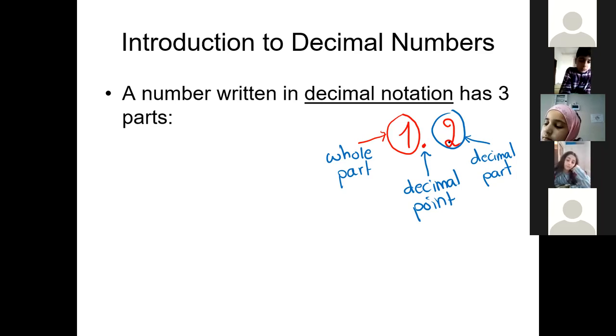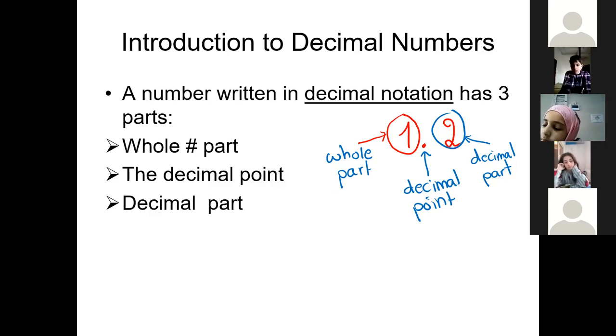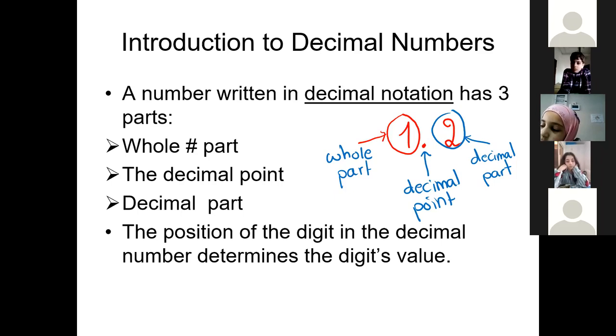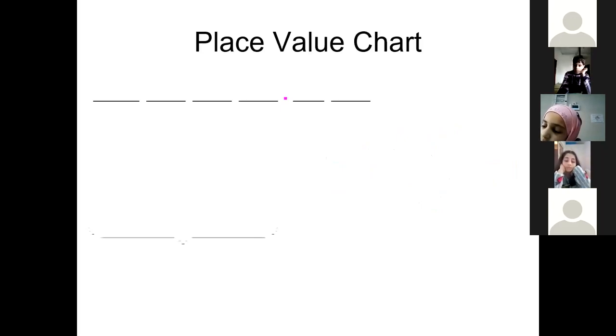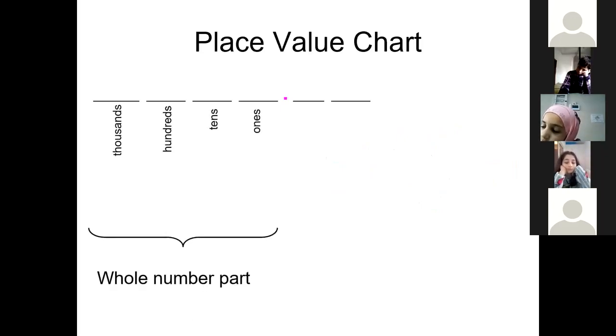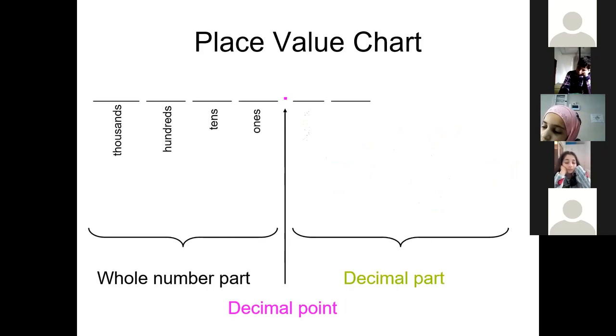Now I will tell you what I mean by each part. What do I mean by whole part and decimal part? So, a decimal number has 3 parts: whole part, decimal point, and a decimal part.